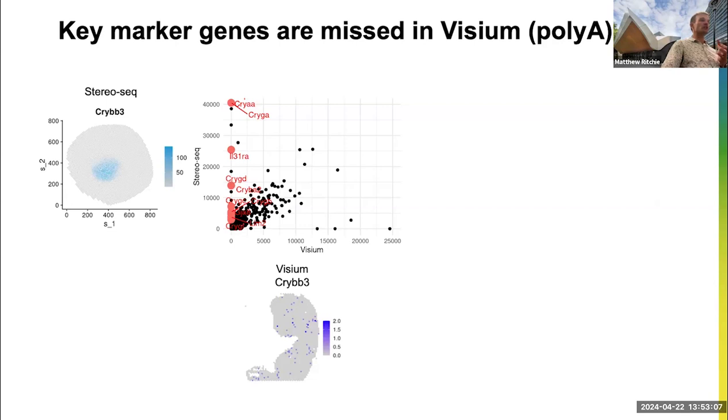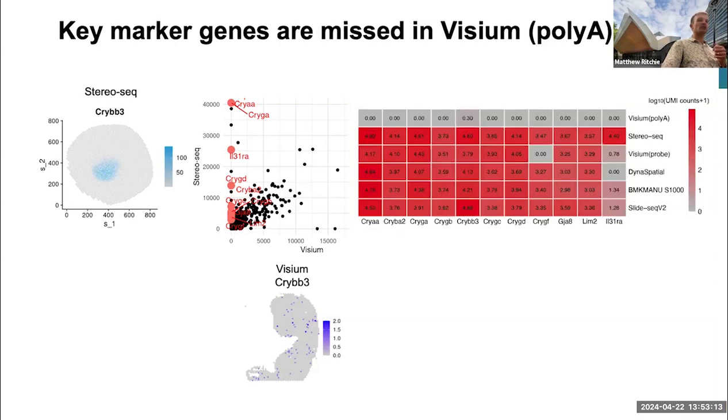These genes light up nicely in the stereo-seq data, but are a bit randomly expressed in the poly-A-based Visium data. You can see how basically all of these markers, the expression is kind of missing in the Visium poly-A-based data. But if you make a probe for these genes, so the third row there, we can again see we can pick up these as you expect.